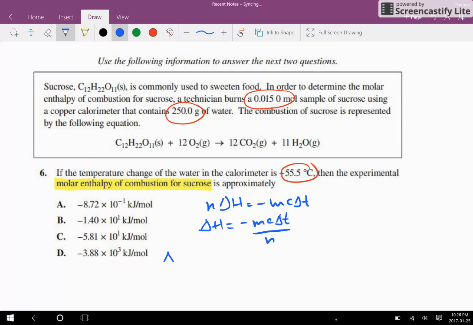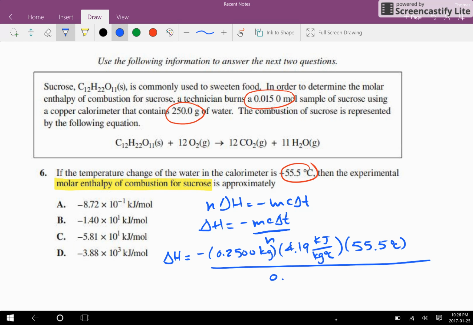So let's plug in our values here, remembering that the mcΔT represents the water, but I'm going to change it into kilograms and show the heat capacity for water as kilojoules per kilogram degrees Celsius, because I want to get a molar enthalpy in kilojoules per mole, as we see in the answer choices. And then we'll divide by the amount. So our units will cancel, kilograms, degrees Celsius, and then we'll be left with the units of kilojoules per mole.